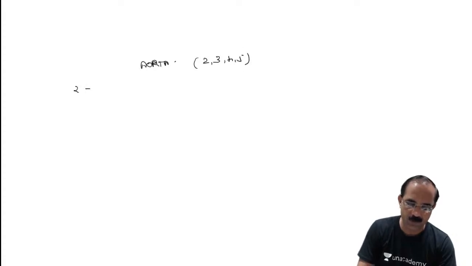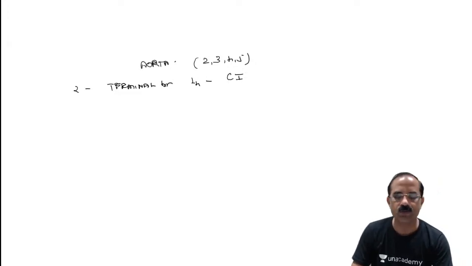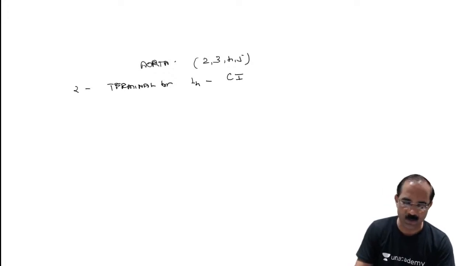So what are two? Two are terminal branches, two terminal branches at L4. And what is that? Common iliacs. Two terminal branches at L4, that's common iliac.